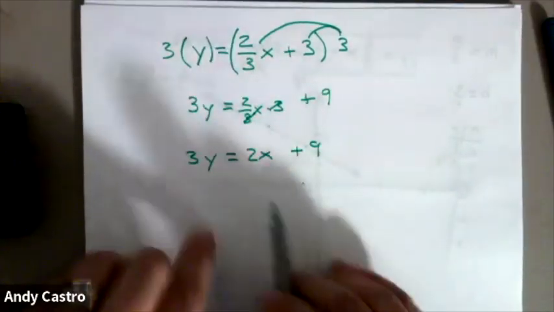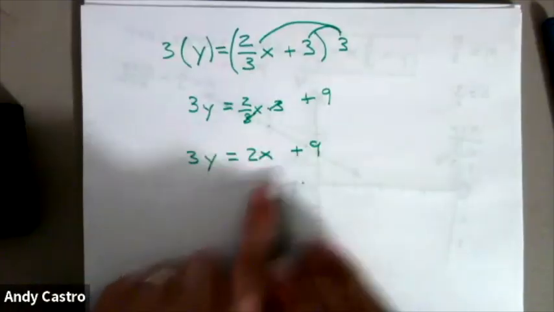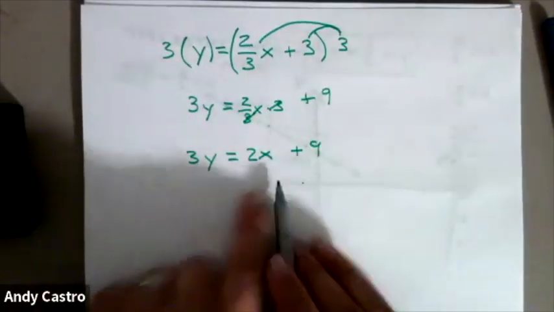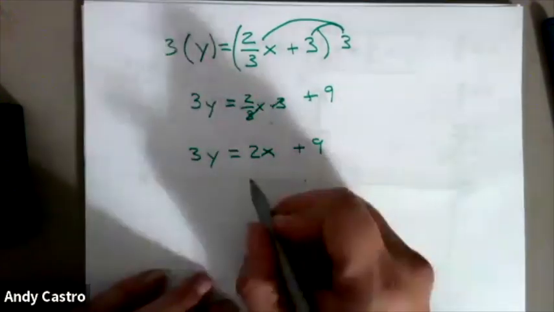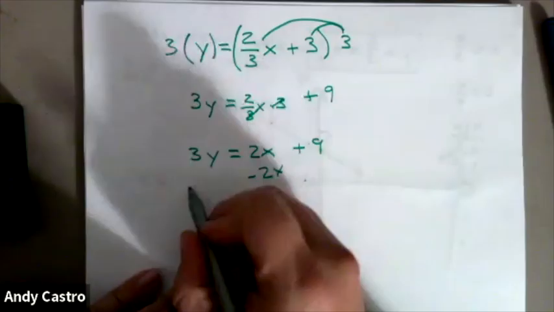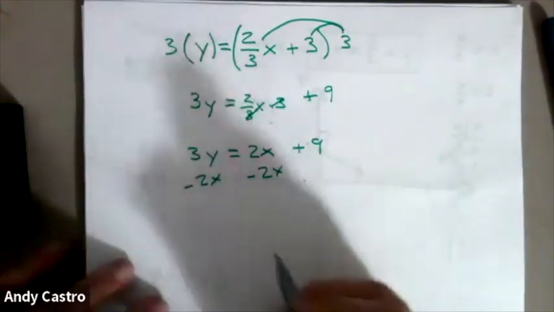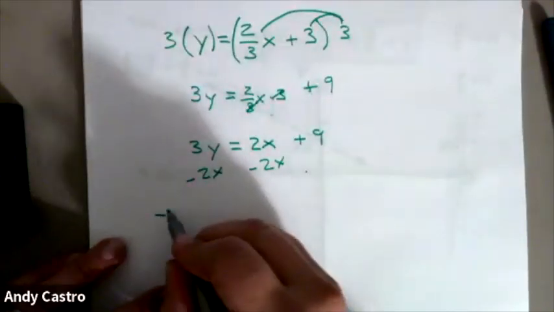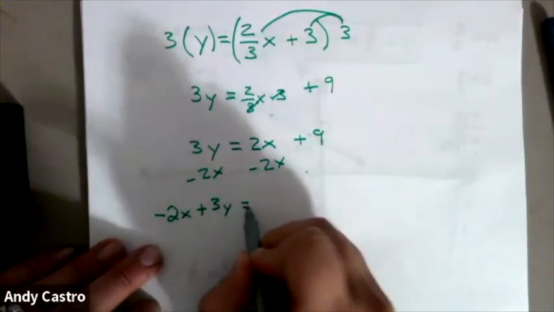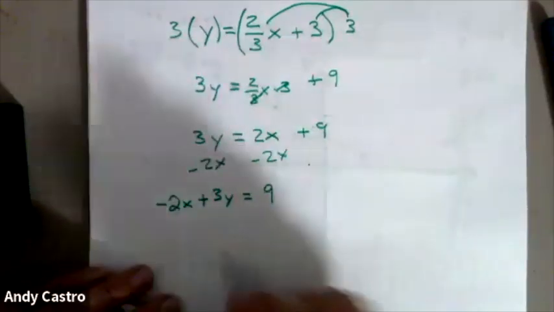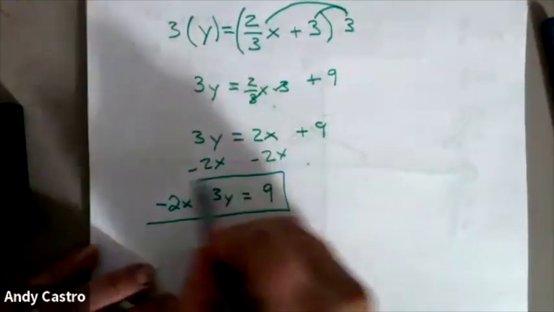Now, I can do a couple of things. I can move the y over here and the 9 over there, or I can just move the 2 over here. I think it'll be easier just to move the 2 over there. Minus 2x minus 2x. So I'm left with negative 2x plus 3y is equal to 9. And now that is in standard form.